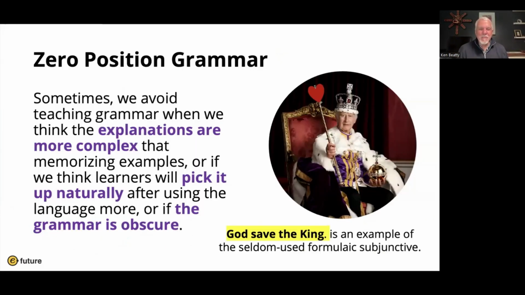Okay. With zero position grammar, sometimes we avoid teaching grammar when the explanations are more complex than just memorizing examples. Or if we think learners will pick it up naturally after using the language more, or if the grammar is obscure. So, for example, the most obscure grammar that I know is the formulaic subjunctive. God save the king. Why do we say that? It's God save the king if the king should need saving. It's just an expression, an old, Middle English expression practically that isn't used in any other context. What's the grammar there? Don't worry, you don't need to know the rules. It's too complicated. You'll never use it. Just memorize. There's like 3 or 4 expressions that use the formulaic subjunctive. It's just in some official documents.